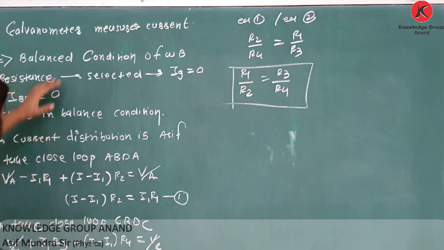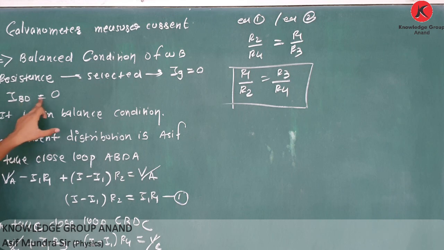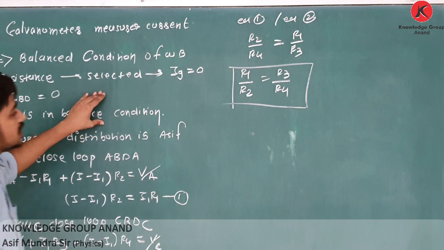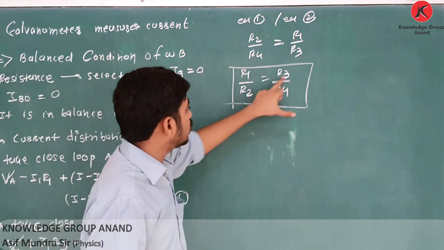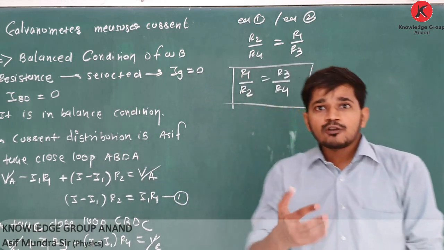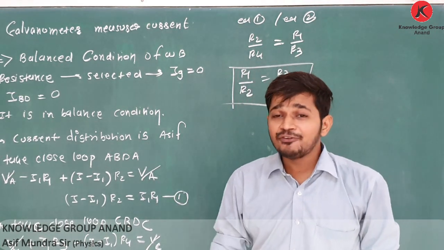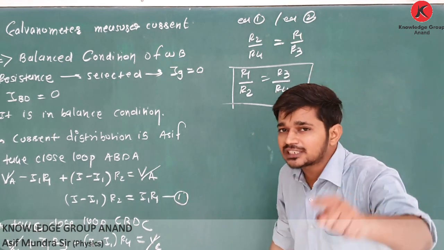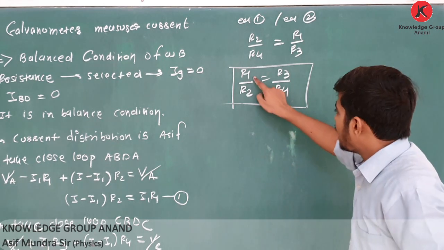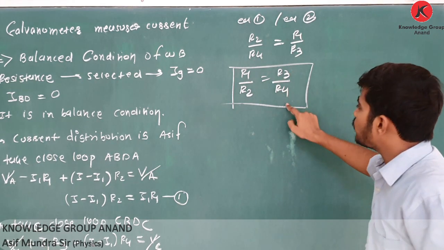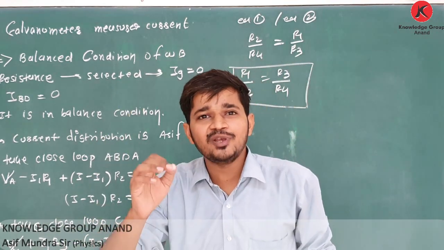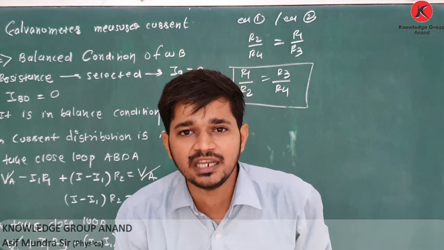Now see here, balance condition means when the current flowing through that middle leg is 0, IG is equal to 0, then the Wheatstone Bridge is in balance condition. And in balance condition we got R1 upon R2 is equal to R3 upon R4. We can also state the reverse: if you are given 4 resistors in a Wheatstone Bridge circuit, and you get the relation R1 upon R2 is equal to R3 upon R4, then the current flowing through that middle arm will be 0.